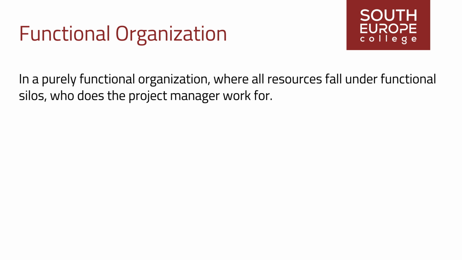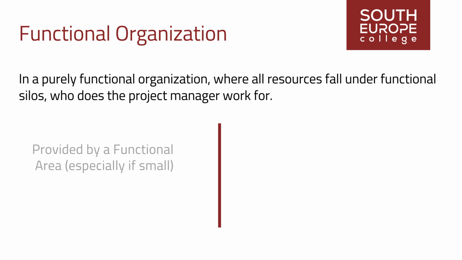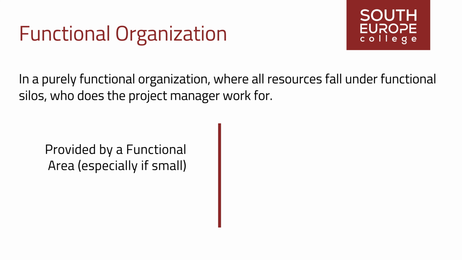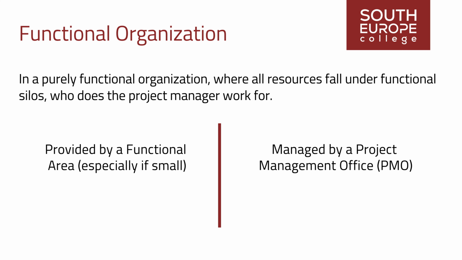In a purely functional organization where all resources fall under functional silos, who does the project manager work for? The answer can vary, but two scenarios are common. In many cases, especially if the projects are smaller, one of the functional areas provides the project manager. This is usually the silo that has the most interest in the project. In another case, the project managers have their own functional area, the Project Management Office, or PMO. This office typically defines organization-wide project standards, hires project managers, assigns them as needed, and coordinates projects that require interactions to succeed. This can benefit projects that affect multiple departments since favoritism, or its appearance, is less likely to occur.